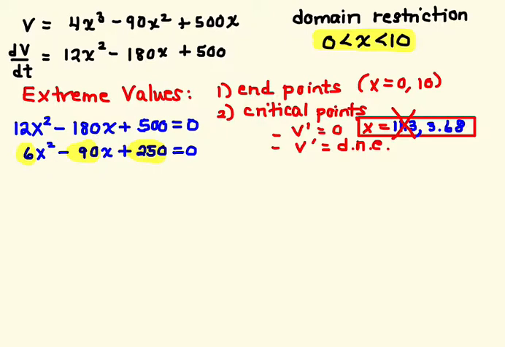So we want to know, what is the volume when x is 0? What is the volume when x is 10? And what is the volume when x is 3.68? Because these are going to give us extreme values. The volume when x is 0 is 0, so that's too small, right? The volume when x is... It's 250, and this was centimeters, right?